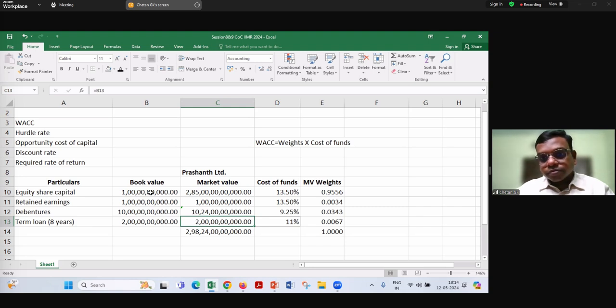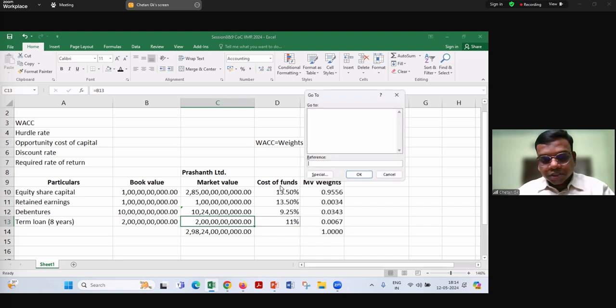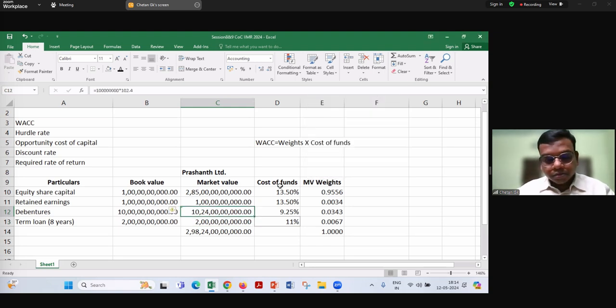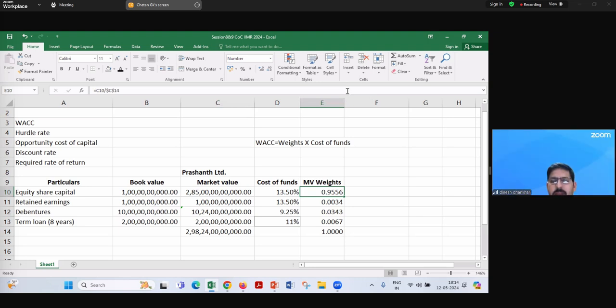Okay. Sir, what is the value in your debenture cell? C12? Can you go to C12? C12. It was multiplied by 102.4. Yeah. Fine. Any doubts? Are there any minute doubts also? No, welcome. Go ahead and ask me. You didn't multiply it with the book value. That is book value, I'm not considering it.